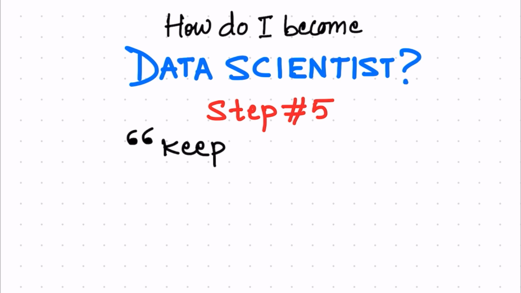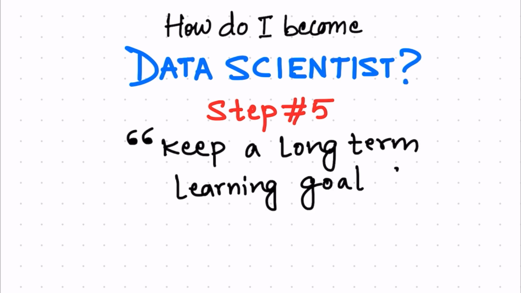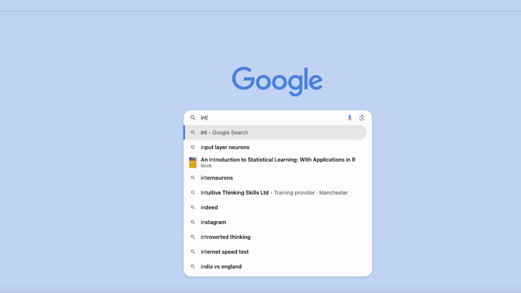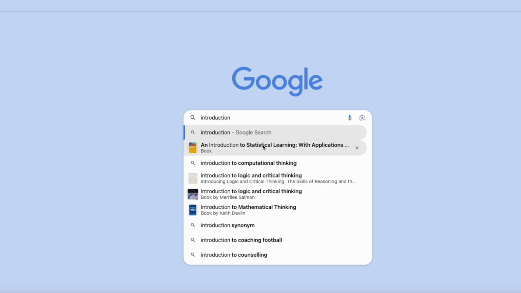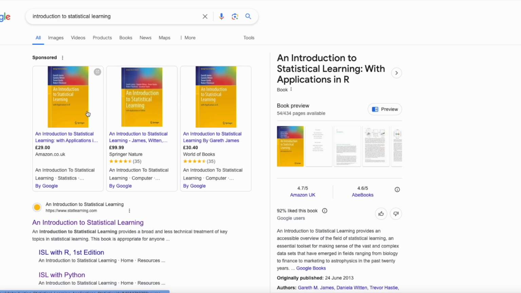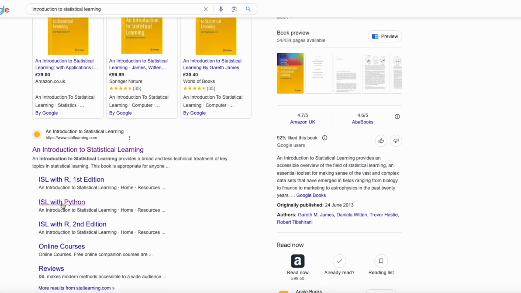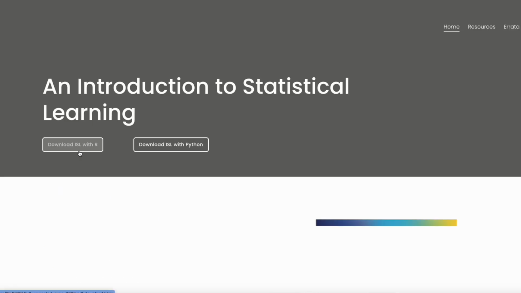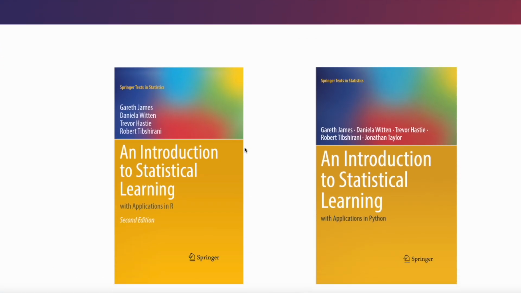Step 5. Keep a long-term learning goal. If you have to read one book on machine learning, then read this one, Introduction to Statistical Learning. It is available for free for both R and Python versions. It will take you some time before you can finish this, so it's a long-term reading material. Set a goal of 6 to 7 months to finish it slowly. Once you are done with the book, you will start feeling very confident about your machine learning understanding.